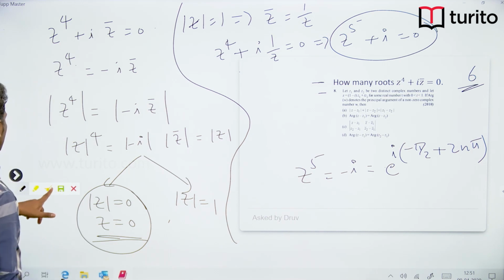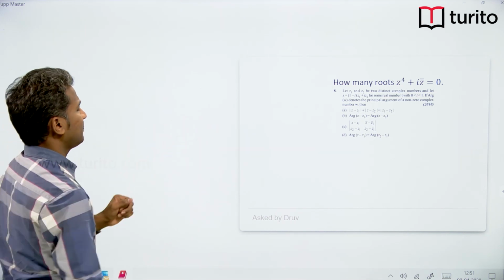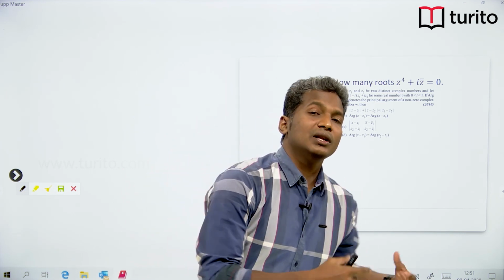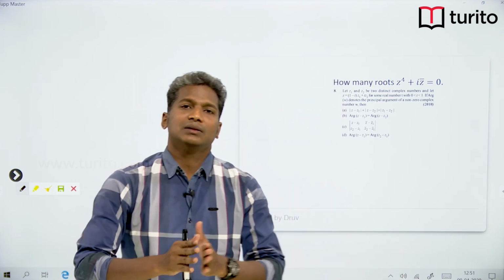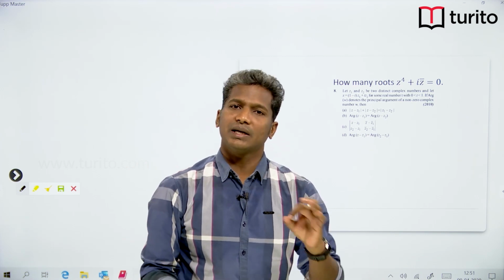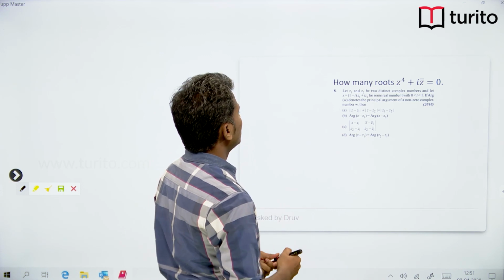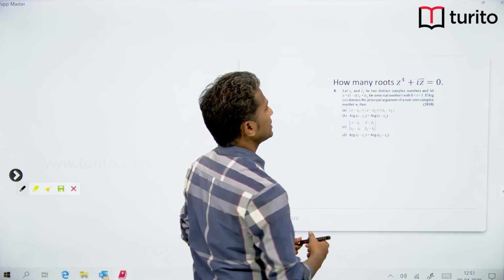Now I will solve the second one. If you are writing notes and you are not able to write them, just go back by 10 seconds and take a snapshot. So, next I am taking z1 and z2 to be two distinct complex numbers.